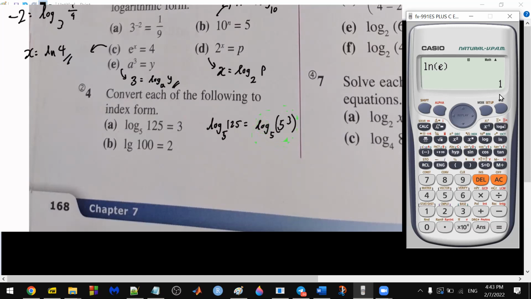How you interpret it is, I have a certain number x which is equal to log base 5 of 125. 125 will be the answer if I throw the 5 over: 5 power x equals 125. So what is x? Your answer will be the answer to this logarithm question.